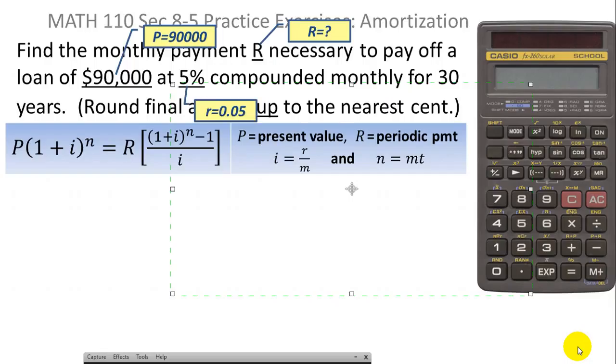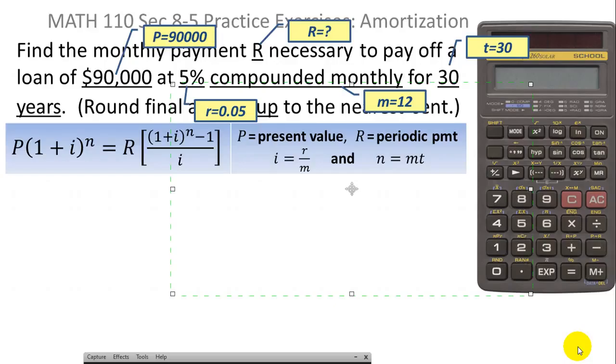The interest rate's 5% compounded monthly. So this is compound interest. It's an annual rate, but it's compounded monthly for 30 years. So little r is 0.05. Since it's compounded monthly, little m is 12. And it's for 30 years, so little t is 30.